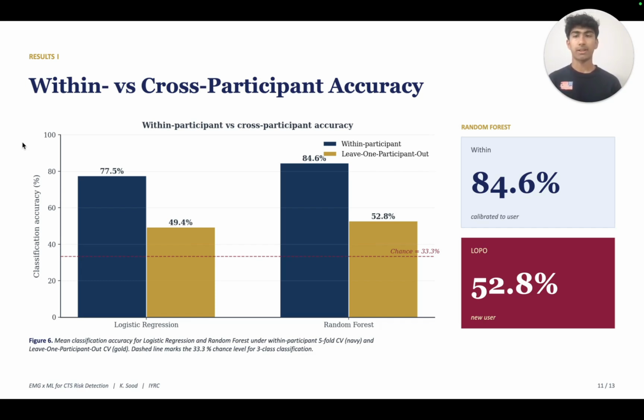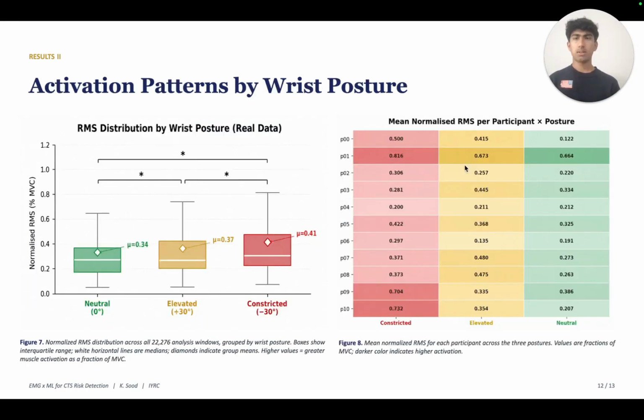However, under leave-one-participant-out validation, the accuracy dropped to 49.4% for logistic regression and 52.8% for random forest. While still above the chance level, this drop was significant. It showed that the EMG signatures are highly personalized between users. The figure on the left shows the RMS distribution by wrist posture.